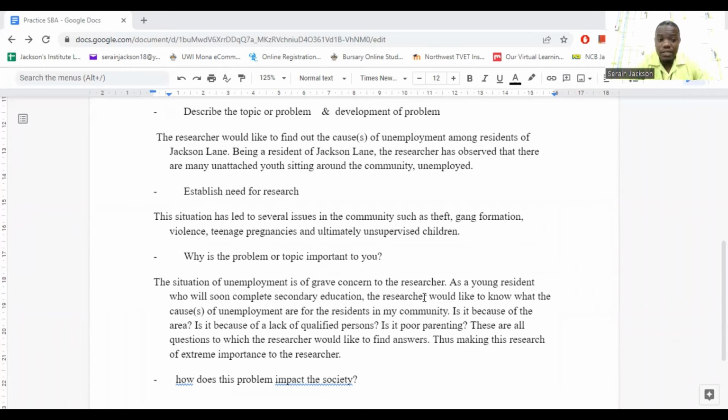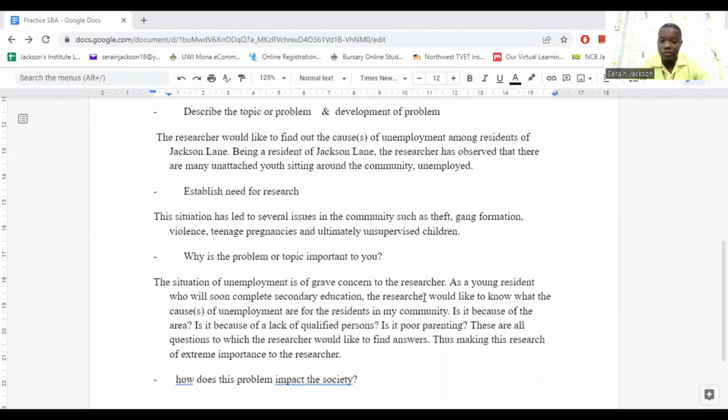So you're going to say, as a young resident who will soon complete secondary education, researcher would like to know what the cause or causes of unemployment are for the residents in my community. Is it because of the area? So these are some rhetorical questions. And we know from English class that rhetorical questions are a useful tool when you're trying to make an argument, right? Is it because of the area? Is it because of a lack of qualified persons? Is it poor parenting?